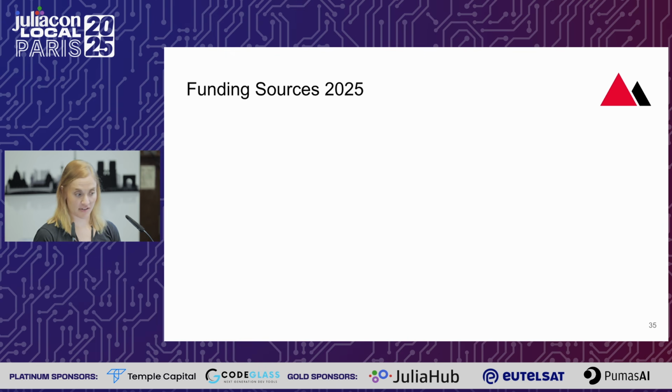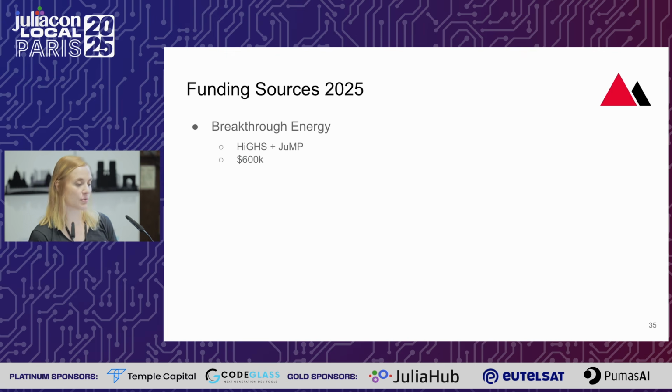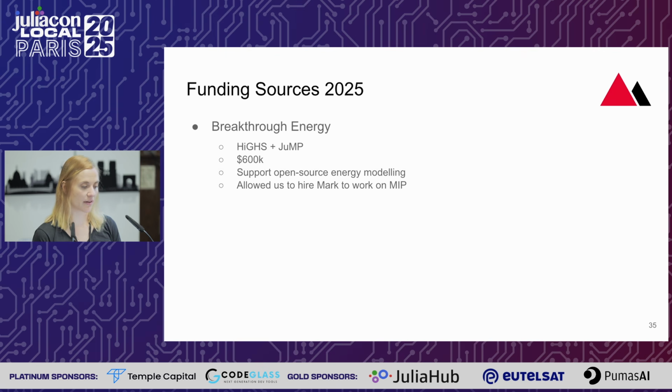Our current funding sources are Breakthrough Energy. We got $600,000 between HiGHS and JuMP to support open source energy modeling, and that allowed us to hire Mark to work on MIP. We've got funding by Kraken, who fund Ben's PhD, and MathWorks.